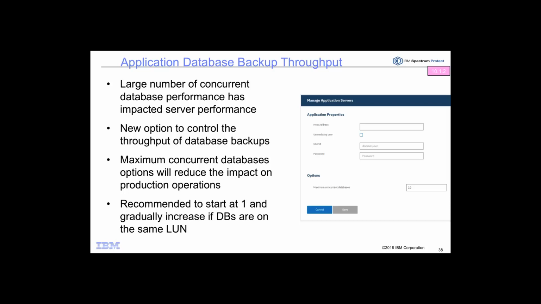The default on that is 10, but we do recommend that you start at 1 and gradually increase if the databases are on the same LUN. Obviously, if the databases are on the same LUN, you're going to get some contention. So you probably want to start small and just gradually increase those to make sure you don't overwhelm the system.